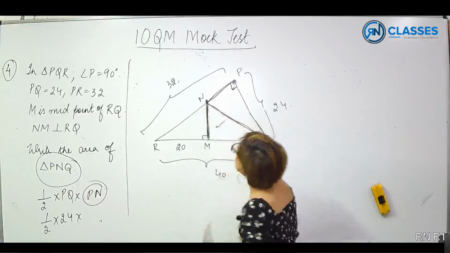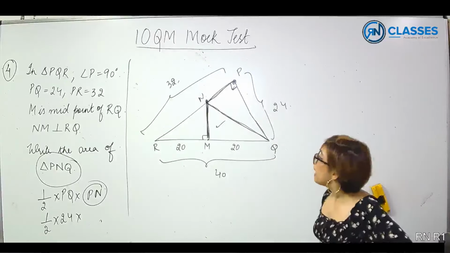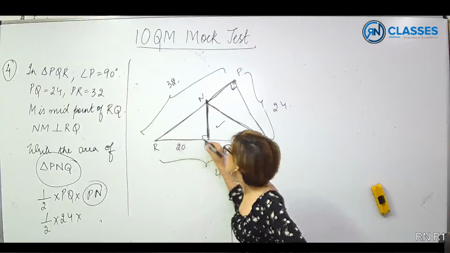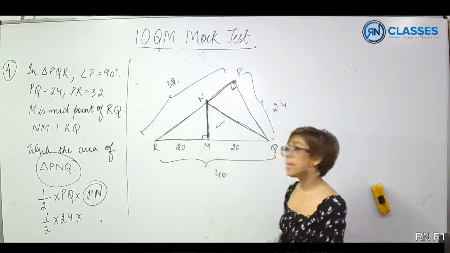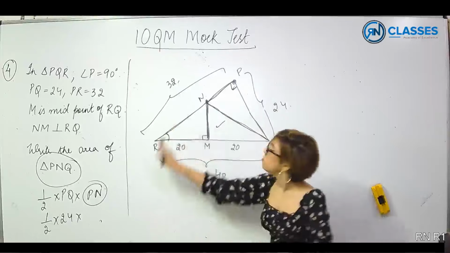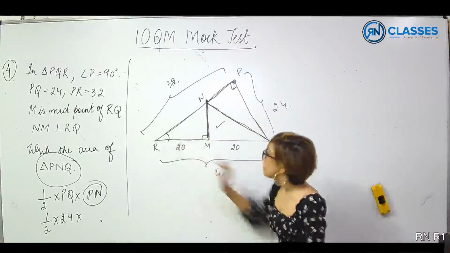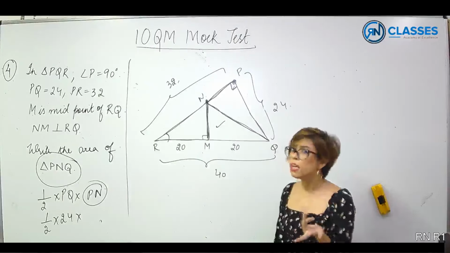Now, in order to find NM, I need to think about it. NM is involved in this triangle, NRM. What is so special about this tiny triangle? Obviously, 90 degrees there. Also, it shares an angle with the bigger triangle. 90, 90, shares an angle. That means this triangle is similar to the big one. Maybe I can use this.